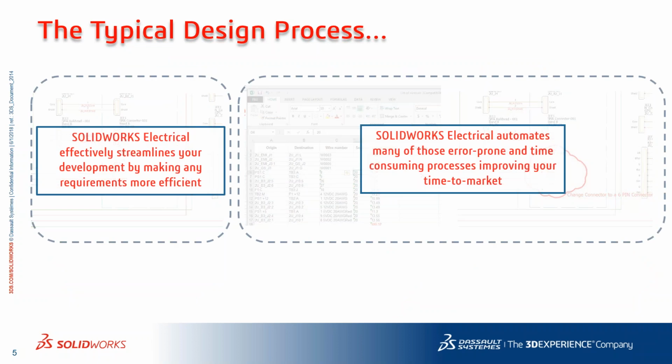So what SOLIDWORKS Electrical allows you to do is take a lot of that back end information and bring it up front during your design process. So while you're dropping in your symbols, you're adding specific information. That way you don't have to sit there inside of Excel for the next several days making sure your bill of materials is correct.